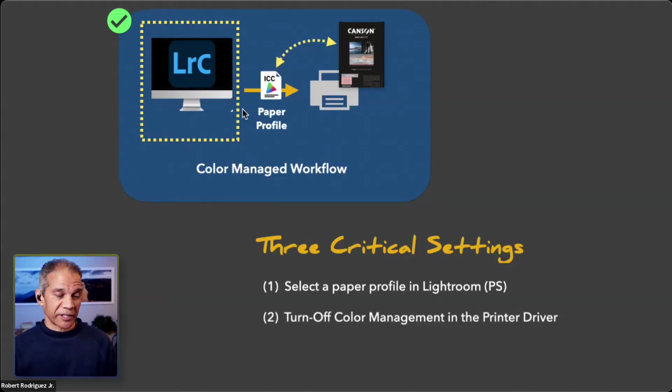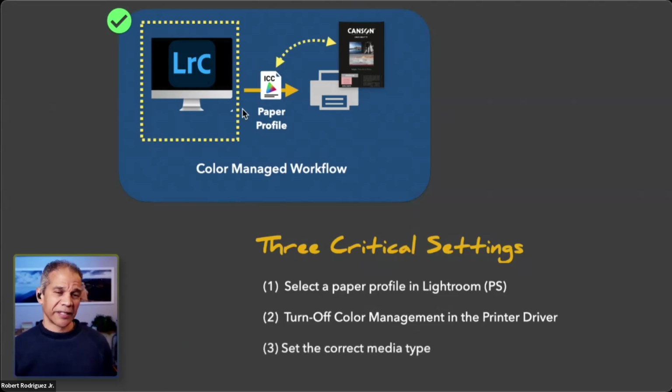The second step is to make sure that you turn off color management in the printer. Now, I mentioned before, just to keep things clear, that the color management in the operating system is always on. We're not talking about that. We're talking about in the printer driver for your particular printer, whether it's Canon or Epson, there's an option to turn off color management. And you want to turn that off so that the printer doesn't interfere with the printing and the color translation that's handled by Lightroom because we've selected a profile in Lightroom.